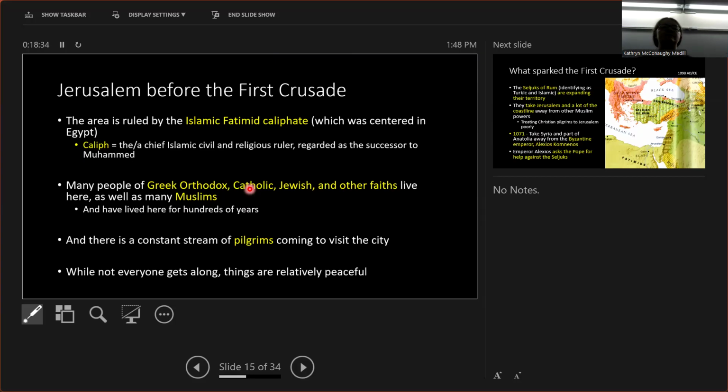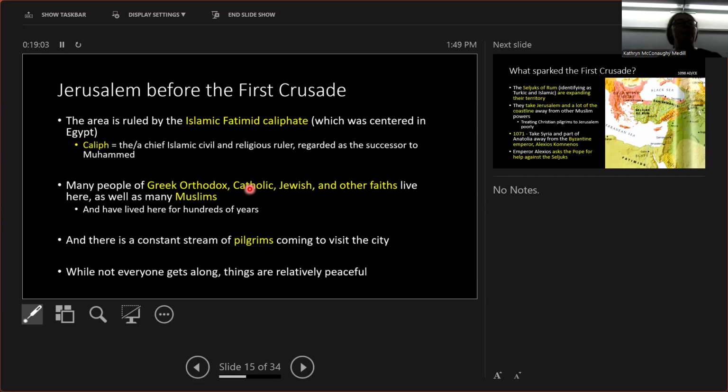Initially, the area is ruled by the Islamic Fatimid Caliphate, which was centered in Egypt. A caliph is basically the chief Islamic civil and religious ruler who's regarded as a successor to Muhammad. But there can be multiple caliphs at one time in different places. Okay. So at first, they're in charge of the region, and things are pretty peaceful.